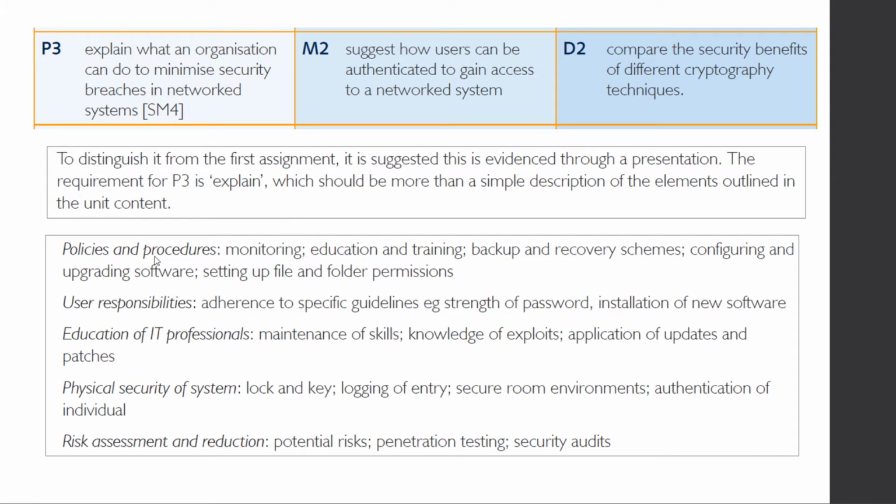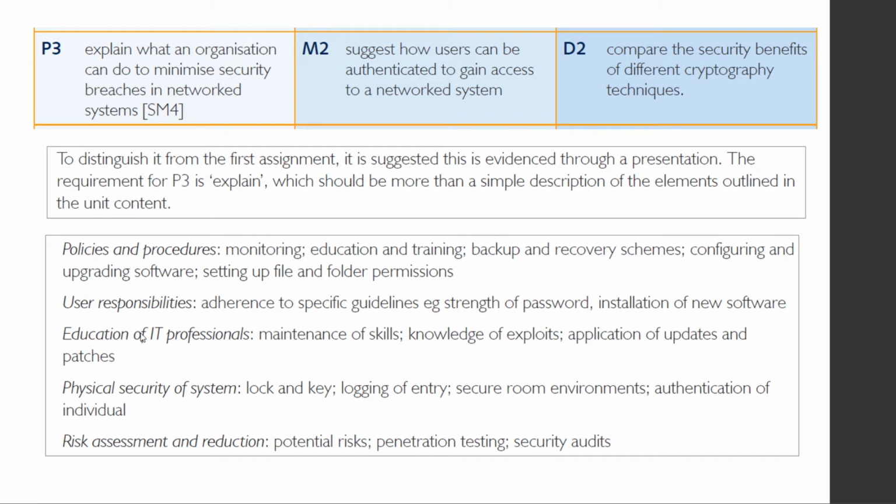Policies and procedures. That's setting up different rules and how to follow them, and that should help mitigate the risk of things going wrong in your network. User responsibilities: you give responsibilities to either your staff at a place, or your customers, or students, etc., saying how they should use your systems, and if they don't, then you don't let them use it at all. That can be a very helpful thing to minimise security breaches.